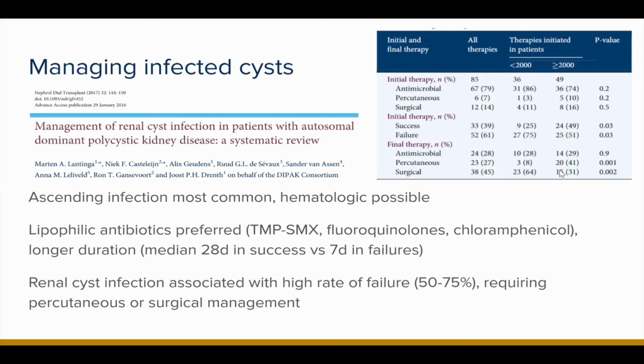And in the table here above, they've differentiated the studies from those that were performed before 2000 and after 2000, showing that percutaneous management was more common after the year 2000, which would be a more contemporary approach. However, still 30% of patients required a final therapy, which was surgical, including a nephrectomy.